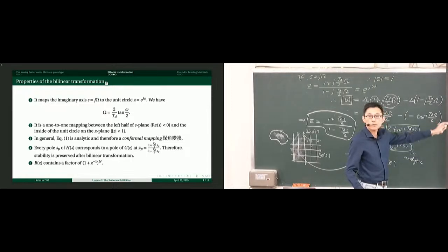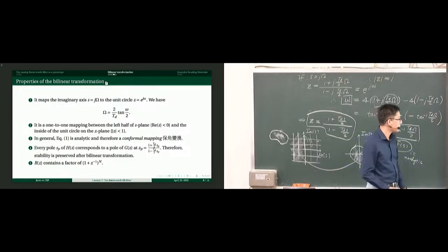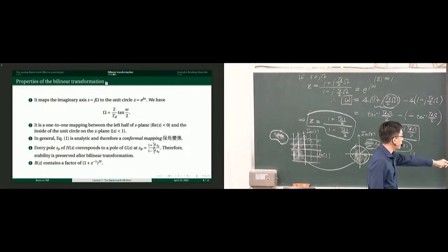So let's finish this slide before we take a break. Okay, so 1, 2, 3. How about the fourth property? The fourth property is a property about stability.